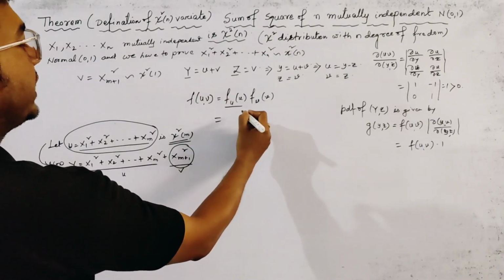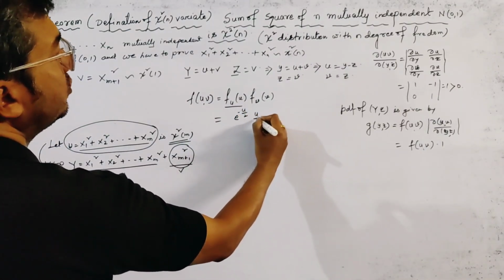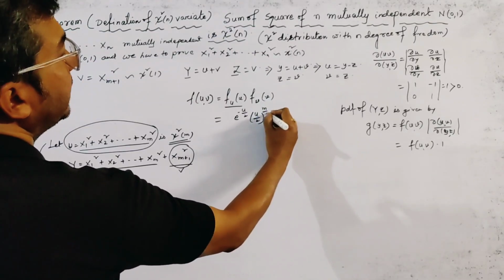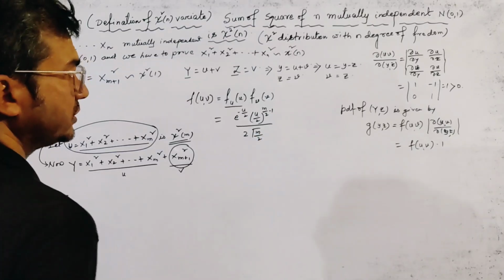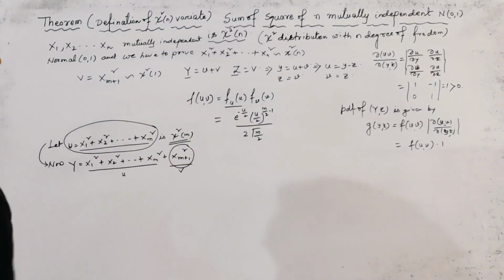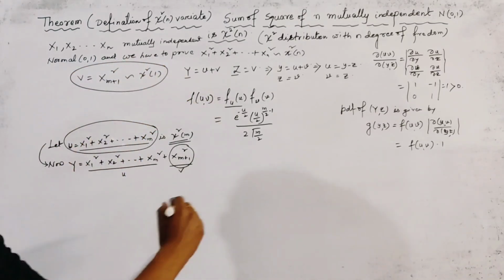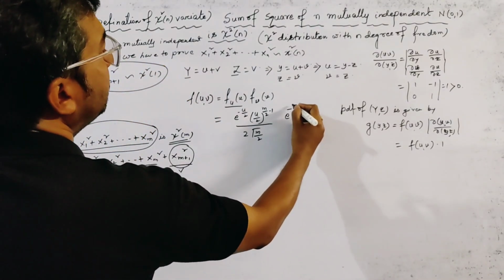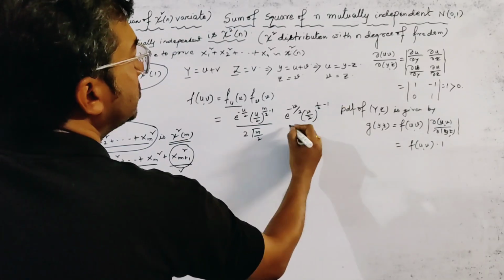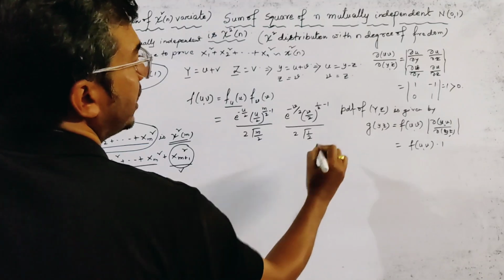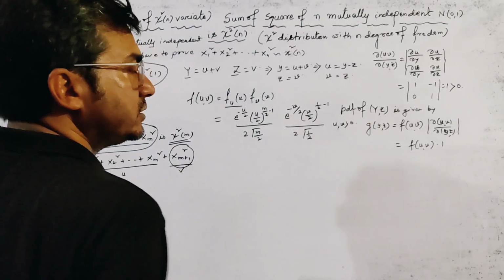And we write that Chi-Square M is e to the power minus u by 2 into (u by 2) to the power m by 2 minus 1, by 2 into gamma m by 2. This is the PDF of U. And also the PDF of V, this is Chi-Square 1. So we get e to the power minus v by 2, (v by 2) to the power half minus 1, by 2 into gamma half. Here obviously u, v both are greater than 0.